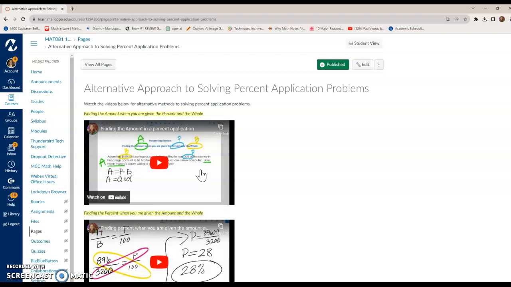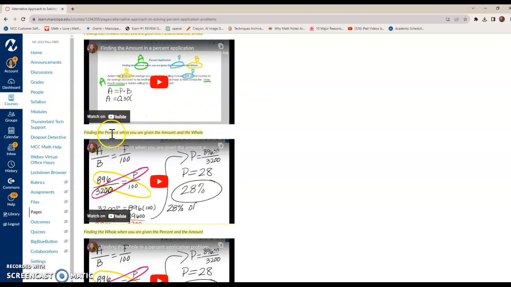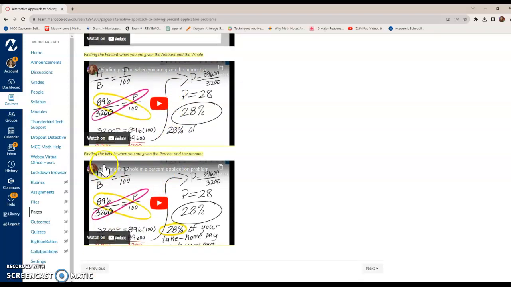So I have 3 different videos for you here. One of them is when you're finding the amount when you are given the percent and the whole. Another one is if you have to find the percent when you're given the amount and the whole. And another one is when you're trying to find the whole if you're given the percent and the amount.